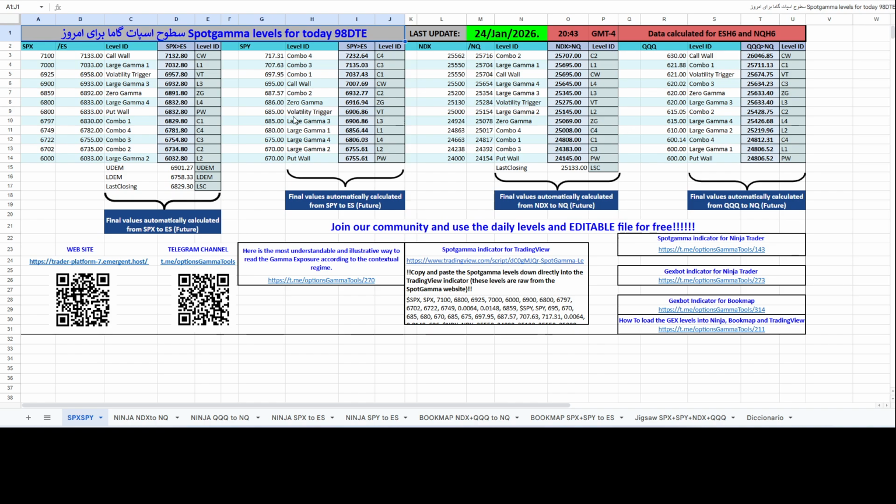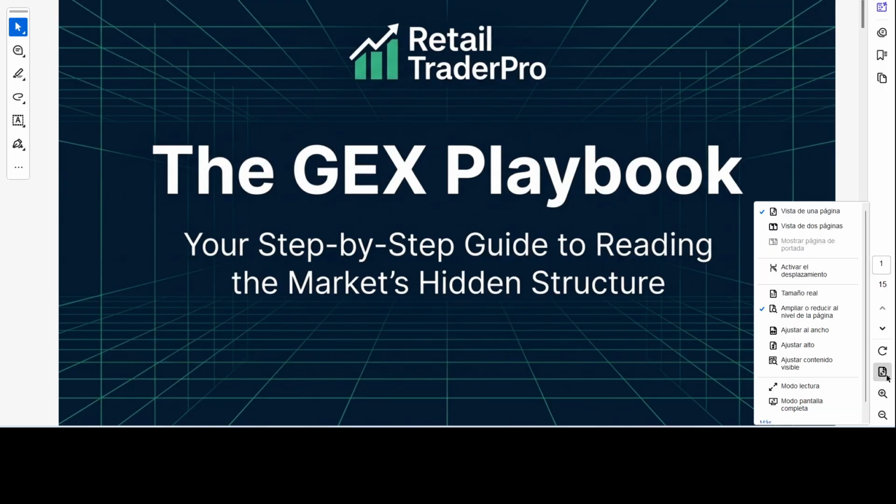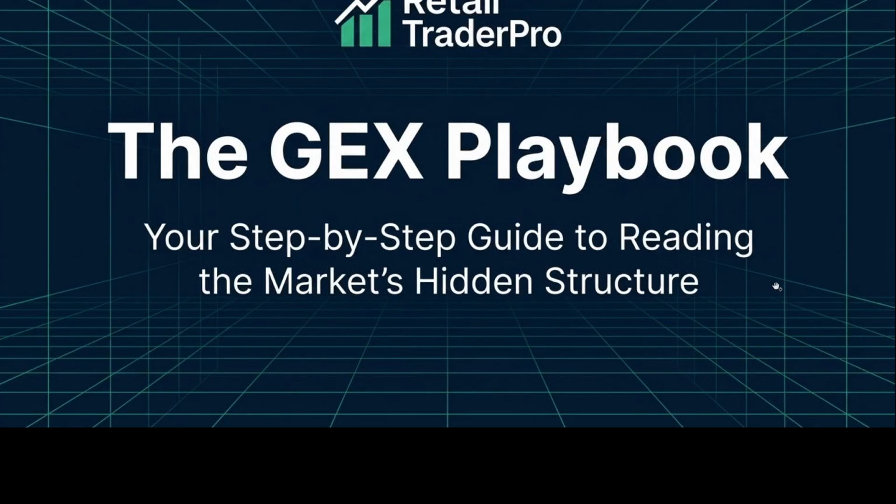But first of all, I want to speak about how to put in practice a strategy that has been working for me for a lot of time. And this information here you can download from the Telegram channel. And here I want to speak a little bit about how to use the gamma levels in your platform or for your trading day.